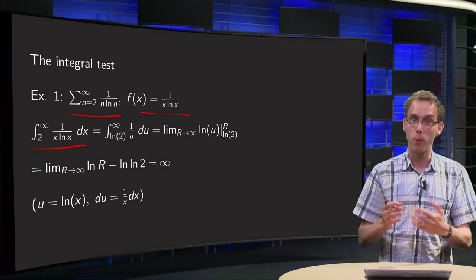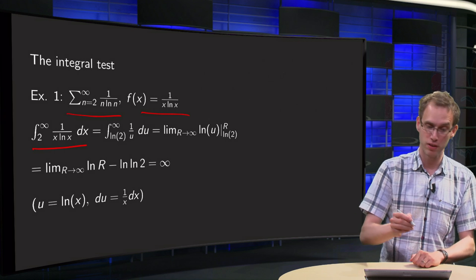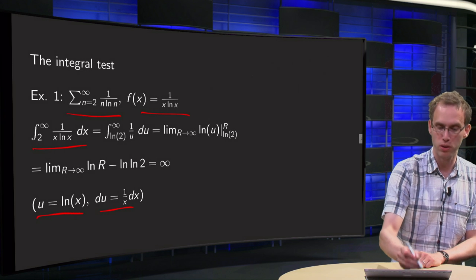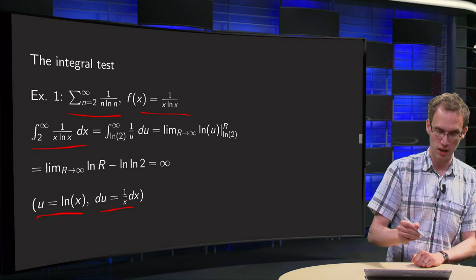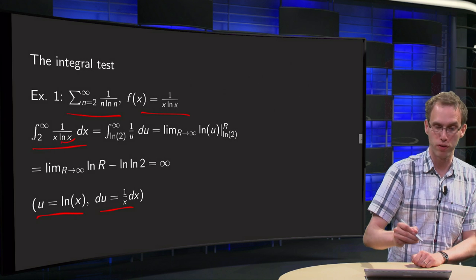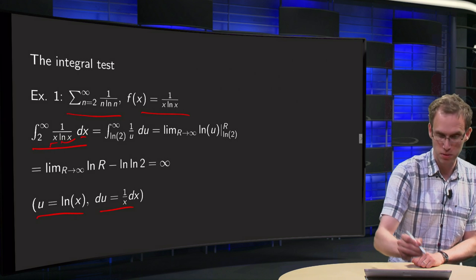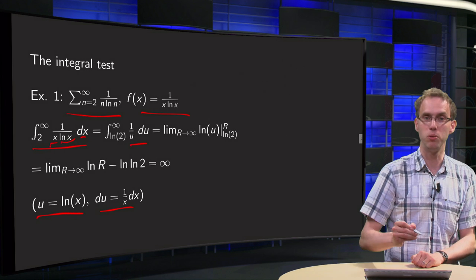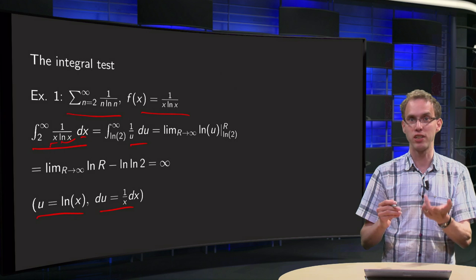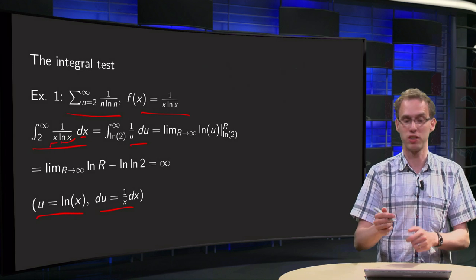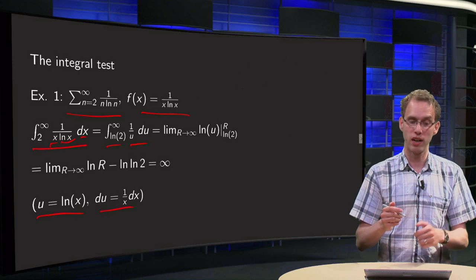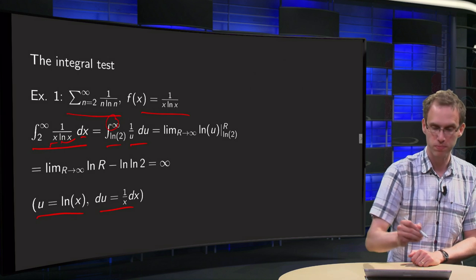Fortunately, we can find an antiderivative. We have to use the substitution u equals ln of x, so du equals 1 over x dx. So for the integral we get 1 over u, and 1 over x dx becomes du, so 1 over u du. Don't forget also to include the boundaries. x starts at 2, so u equals ln of x starts at ln of 2. x goes to infinity, so u equals ln of x also goes to infinity.